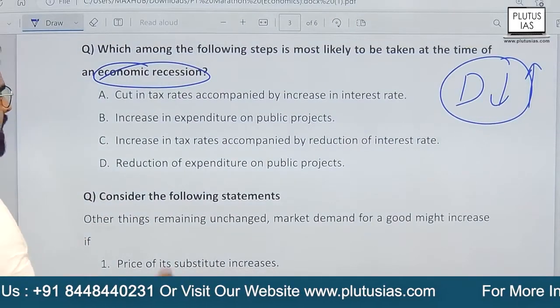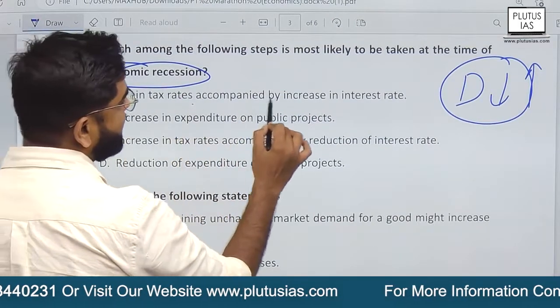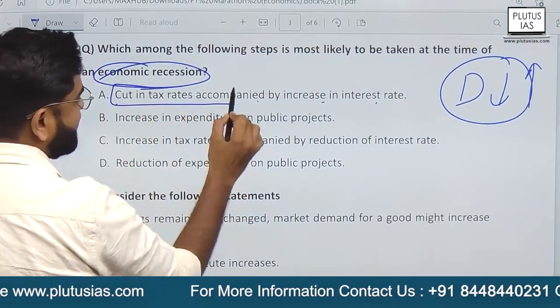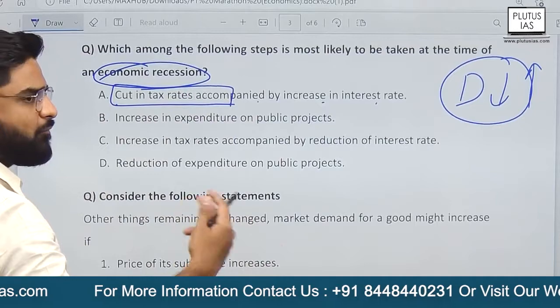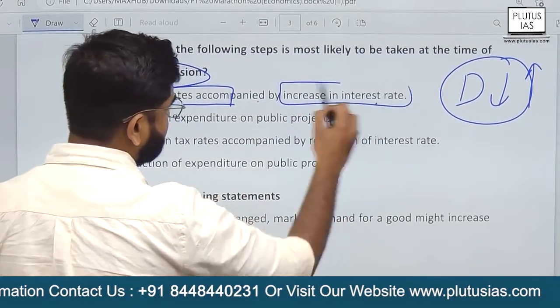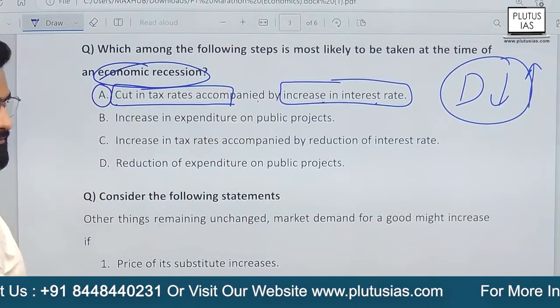That's the simple thing. So, cut in tax rate accompanied by increase in interest. ठीक है, cut in tax, of course. If I cut the tax rate, then people will have more money, they will create demand. But I'm not sure about this point, so I will put this point as maybe.